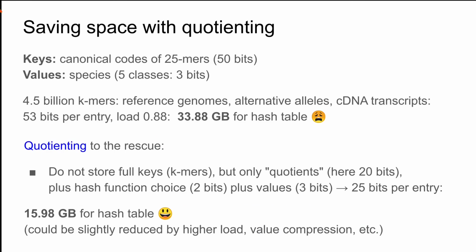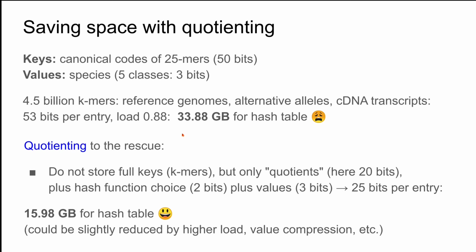Now let's talk about saving space with a technique called quotienting. So our keys are canonical codes of 25-mers, which need 50 bits, and we have 5 distinct values, so we need 3 bits. As we have around 4.5 billion k-mers in all of the reference genomes with alternative alleles and transcripts for human and mouse, and need 53 bits per entry, at our load factor we need almost 34 gigabytes for the hash table, which is too much still for a typical desktop PC.